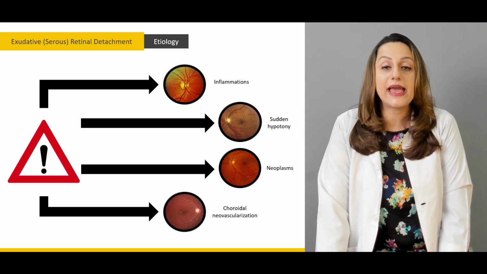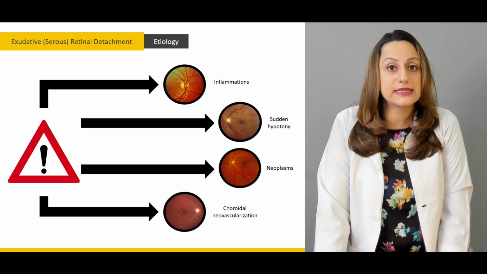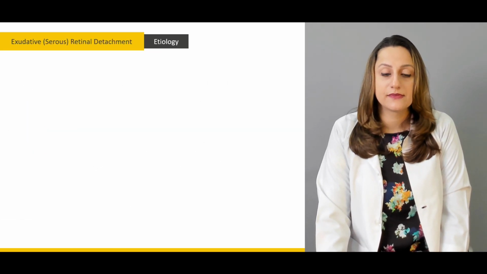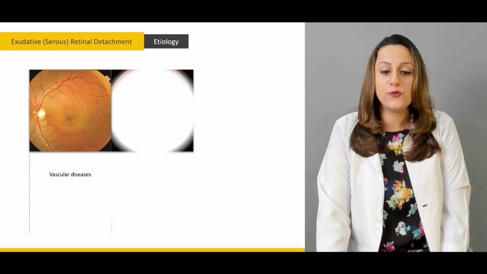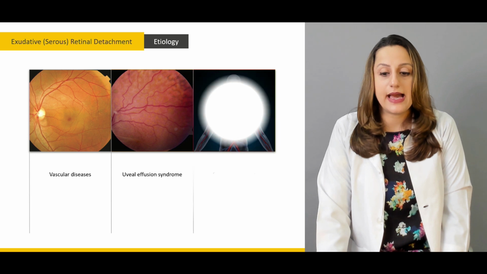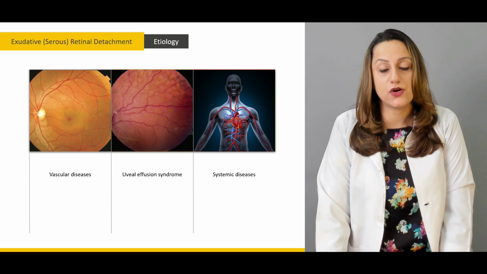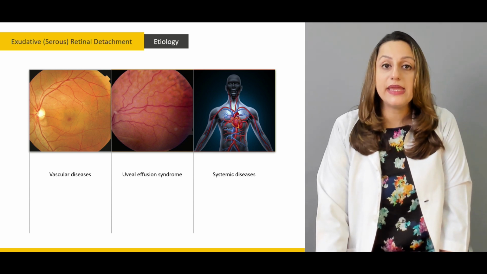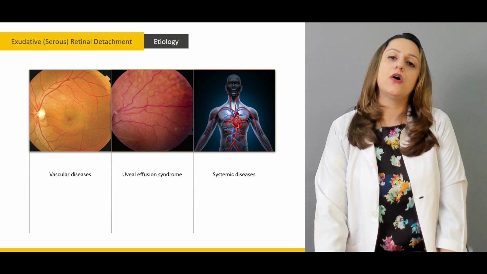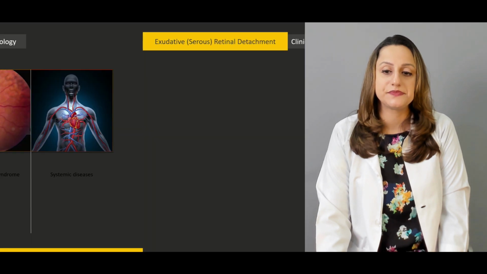And this exudative fluid or this inflammatory fluid is basically again collecting between these two layers of the retina. Then finally, the vascular diseases, the uveal effusion syndrome, and in a lot of cases, a lot of systemic diseases are related to such kind of retinal detachment, mainly SLE, Sjogren's syndrome. These can be some of the causative factors towards the development of retinal detachment in these patients.